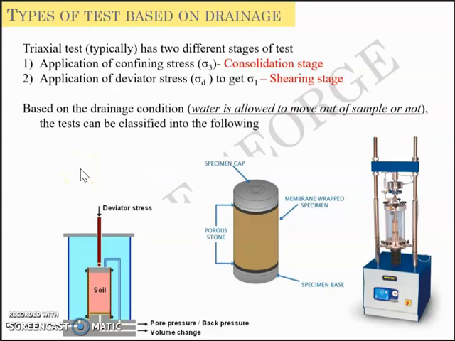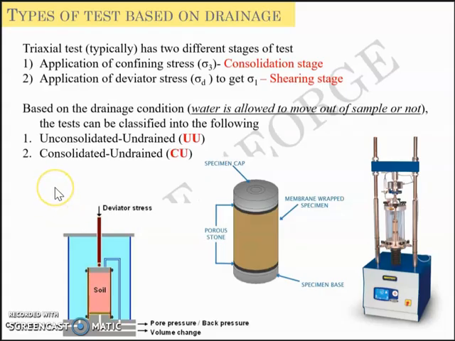Now based on the drainage condition, which means water is allowed to move in and out of the sample or not, the tests can be classified into the following: UU test, unconsolidated, undrained; CU test, consolidated, undrained; and CD test, consolidated, drained. So the first thing that you should keep in mind is that you have the option to allow water to move out of the sample or not. So you have the option to measure the pore pressure or not.